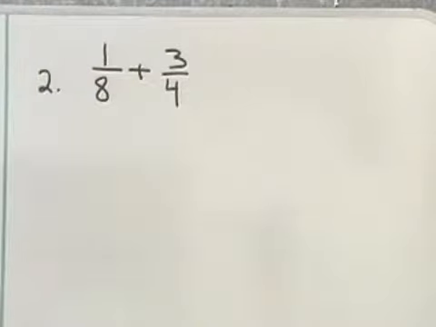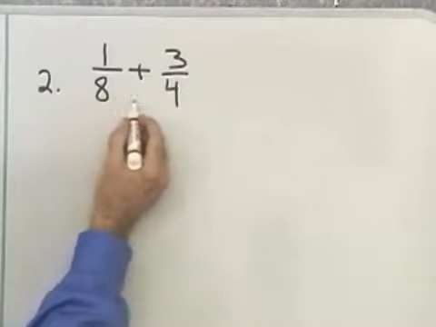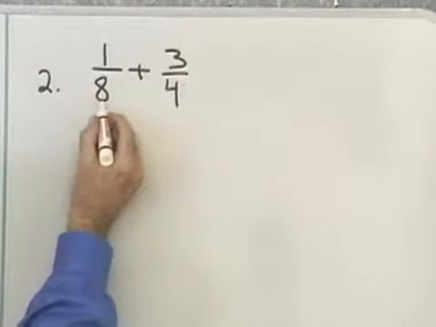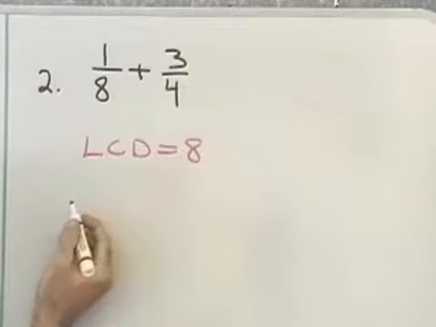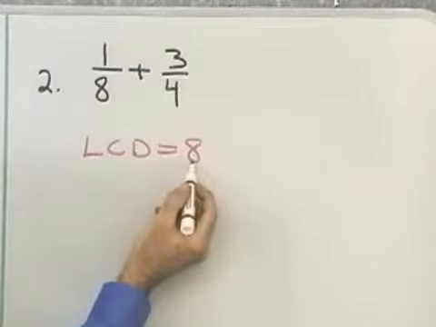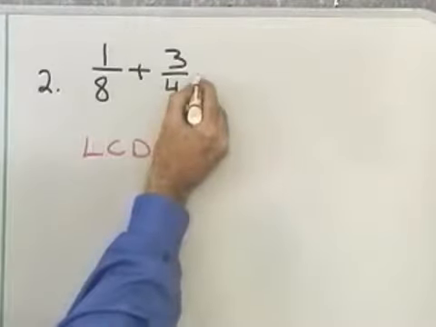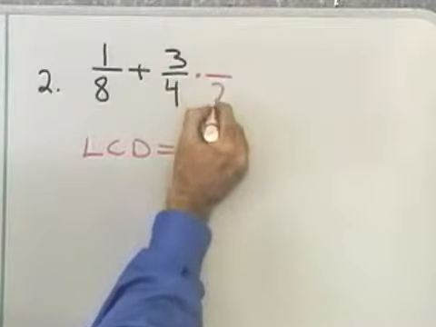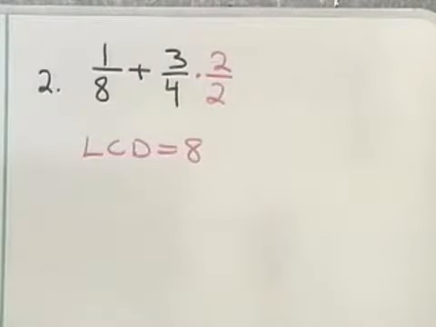1/8 plus 3/4. I want to add these two fractions. I notice the denominators are not the same. I want to look for the least common denominator, and it will be the smallest number that's divisible by 4 and also by 8. That happens to be the number 8. So I want to write each one of these fractions as an equivalent fraction with that denominator 8. This fraction already has the 8. This one doesn't. In order to get an 8, I need to multiply the denominator by 2. I do the same thing to the numerator.